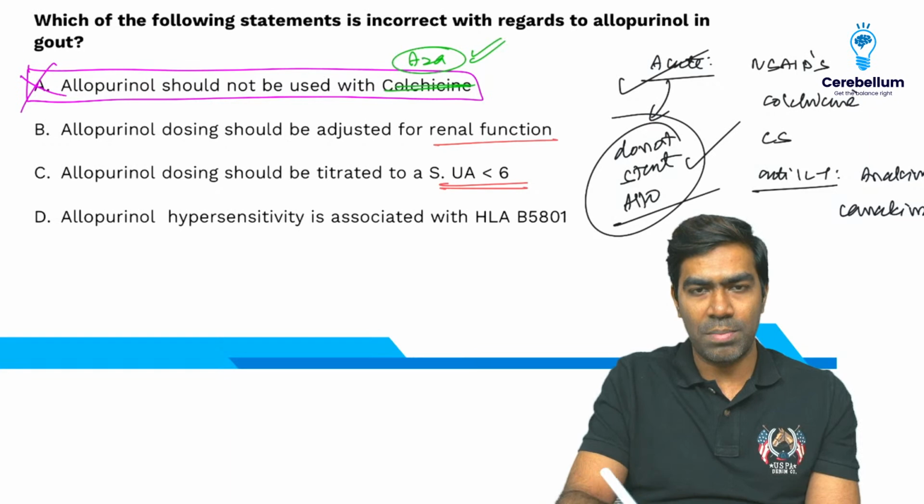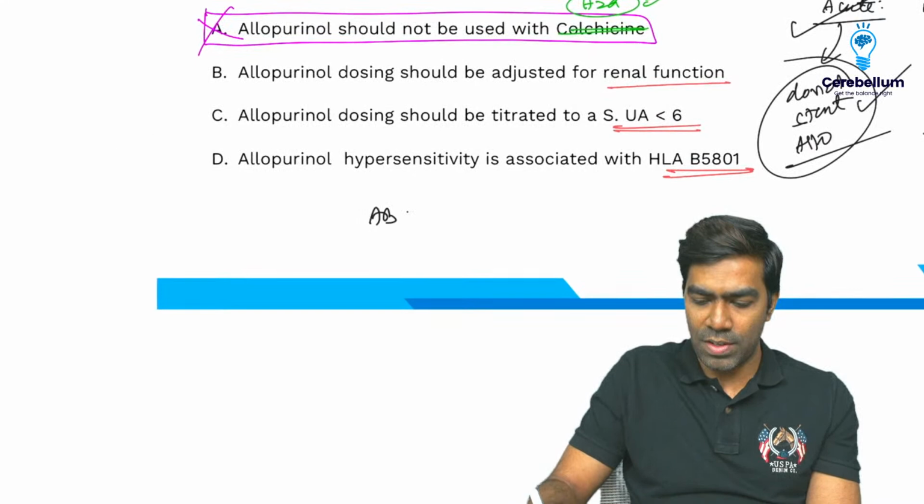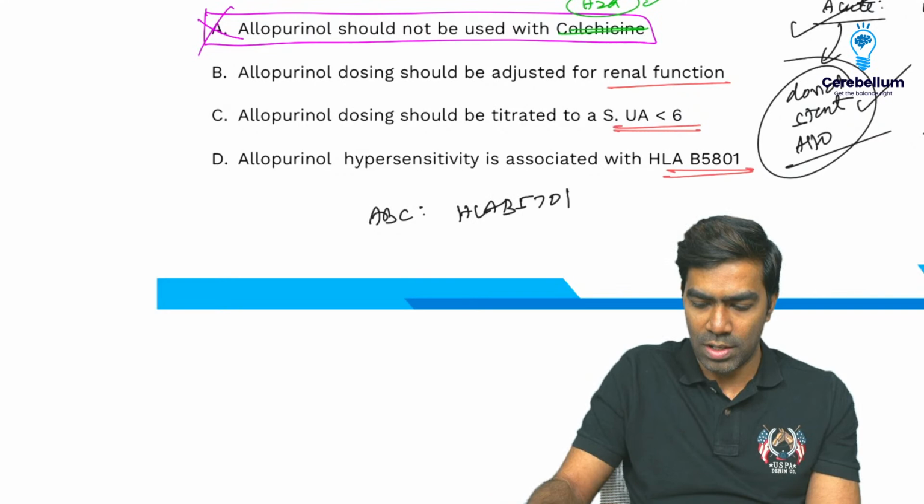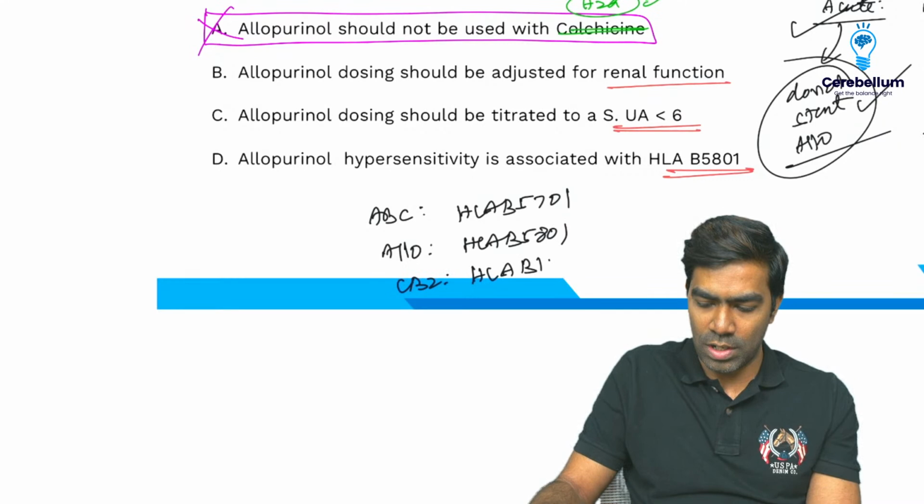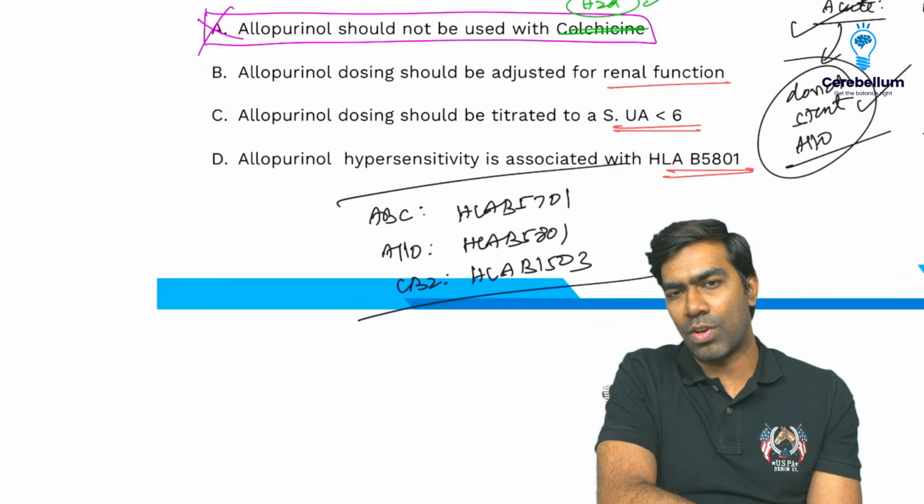There are three things that you need to know. One is abacavir hypersensitivity, HIV drug abacavir. That's associated with HLA-B5701. And we have allopurinol. That's HLA-B5801. And we have carbamazepine. That is HLA-B1503. So these three HLAs are very important for exams. B5701 for abacavir, 5801 for allopurinol, and 1503 for carbamazepine. So this is the correct statement.